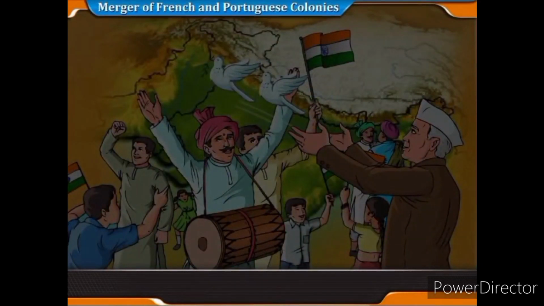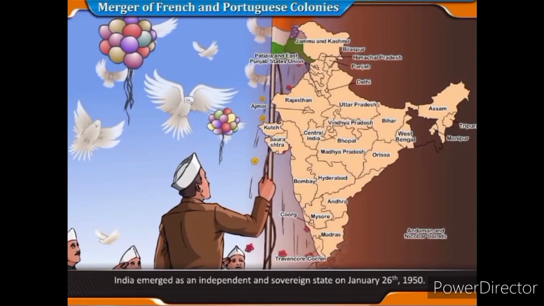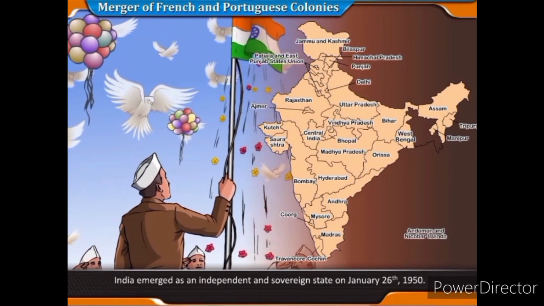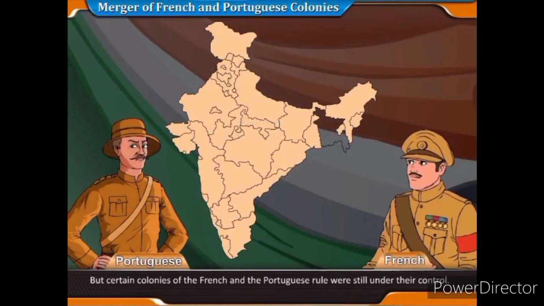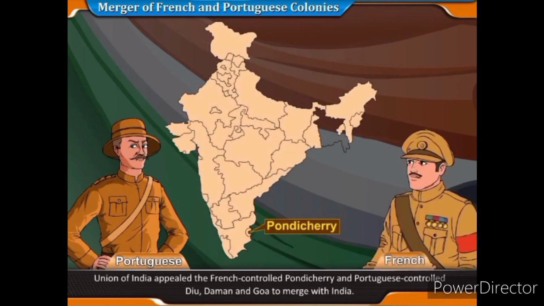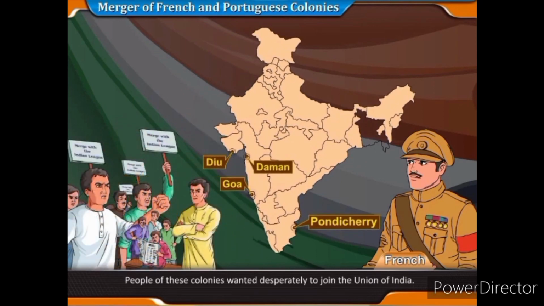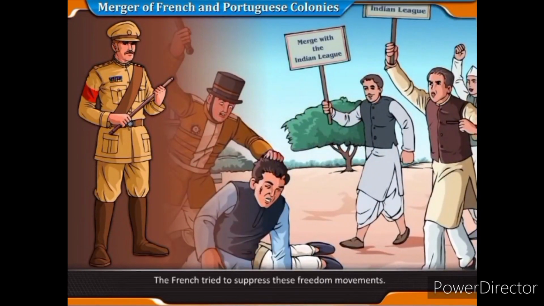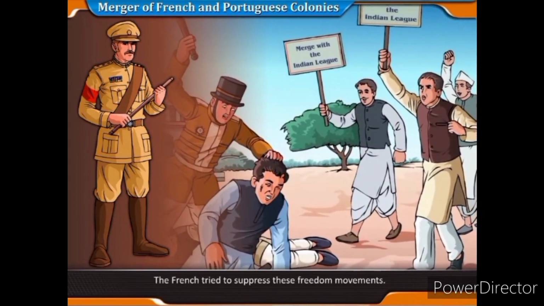Merger of French and Portuguese colonies. India emerged as an independent and sovereign state on January 26, 1950. But certain colonies of the French and the Portuguese rule were still under their control. Union of India appealed the French-controlled Pondicherry and Portuguese-controlled Diu, Daman and Goa to merge with India. People of these colonies wanted desperately to join the Union of India. They started a vigorous movement for the purpose. The French tried to suppress these freedom movements.